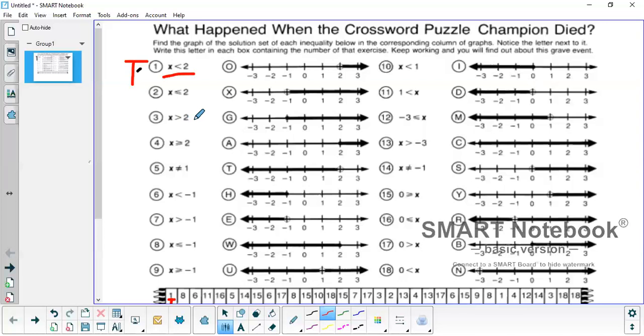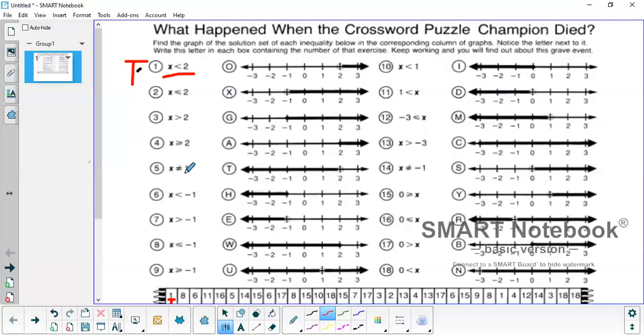So find the graph that has an open point at 2 and it's going to the right. You got it? Don't tell me the answer, but did you see it? Open point at 2 and it's going to the right. Oh yeah. Okay, so don't forget, you write the letters first so that you can write them at the bottom later. Now let's have number 4.